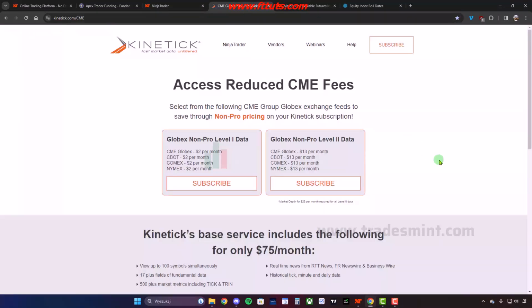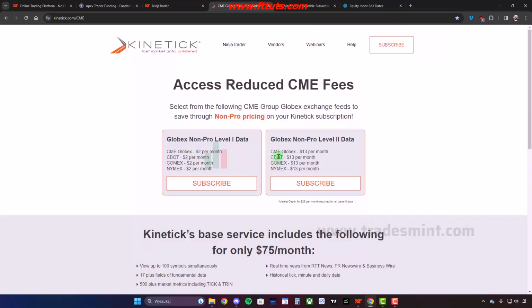Another second good data feed delivery company is Kinetic. They are definitely the top one, or one of the top, but it's more pricey. Yeah, the base costs $75, and then additionally you can choose what you want. And as a non-professional trader, you can choose CME and COMEX for $2 per each one.